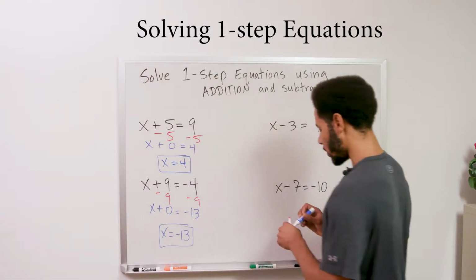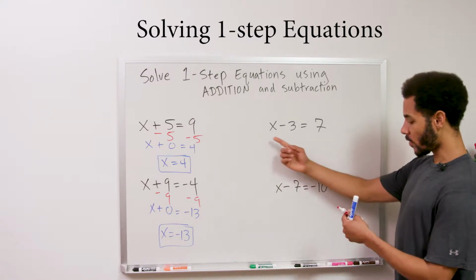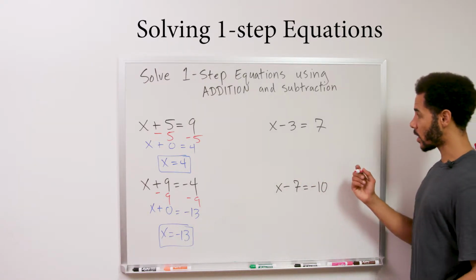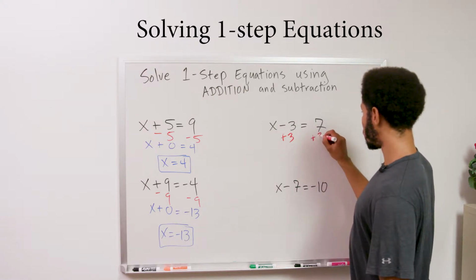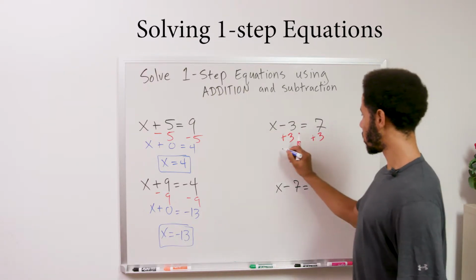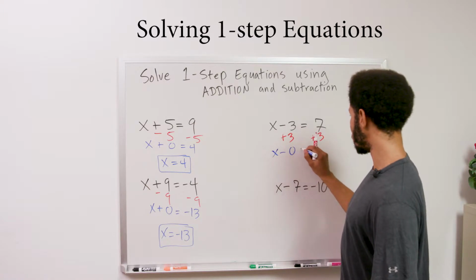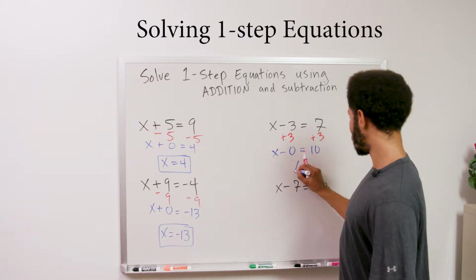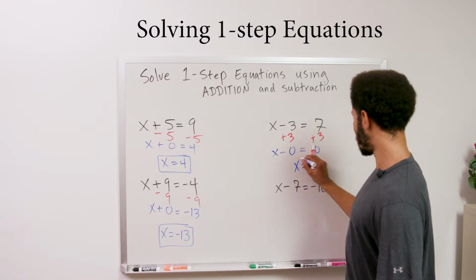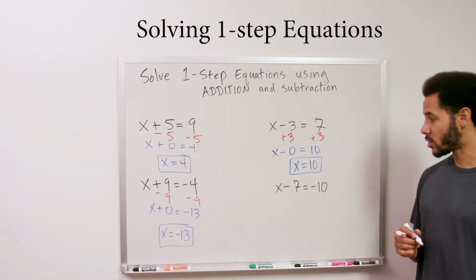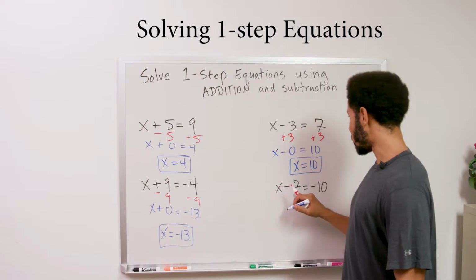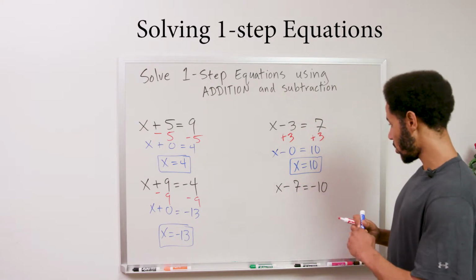Let's look at these subtractive expressions over here. If I'm taking 3 away to make 7, I got to add that 3 back to create a 0 on both sides. X minus 0 equals 10. So we know x equals 10. Is 10 minus 3 7? Yes, it is.